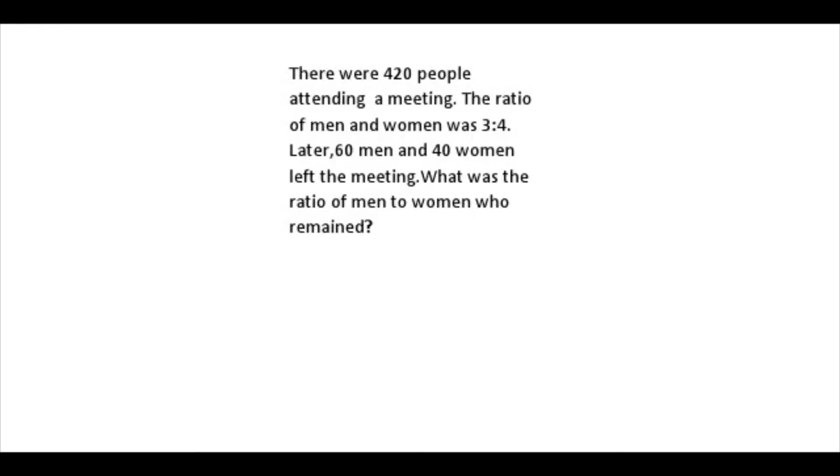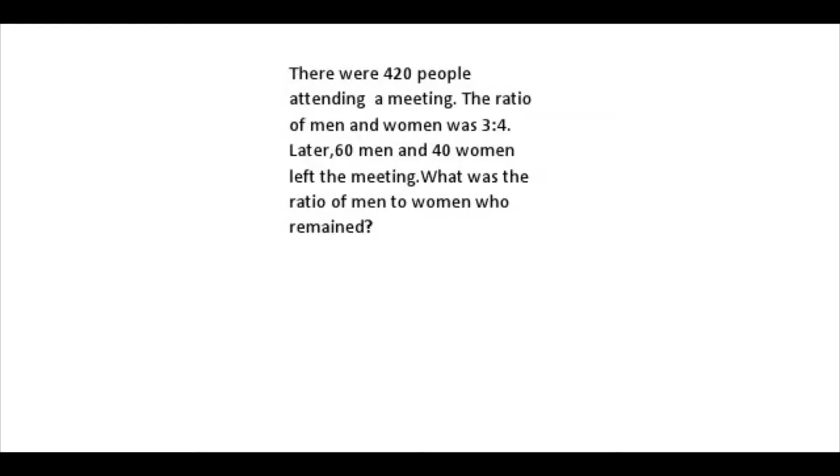There were 420 people attending a meeting. The ratio of men to women was 3 to 4. Later, 60 men and 40 women left the meeting. What was the ratio of men to women who remained? So first, we are going to calculate the number of women and men who attended the meeting. Then we subtract those who left the meeting for us to know those who remained.